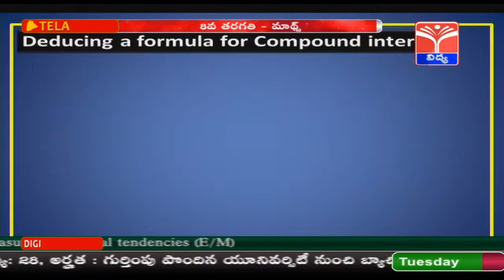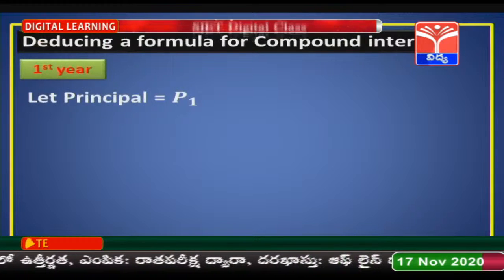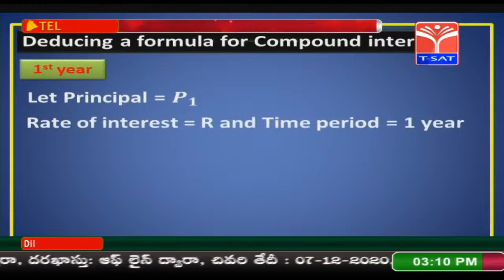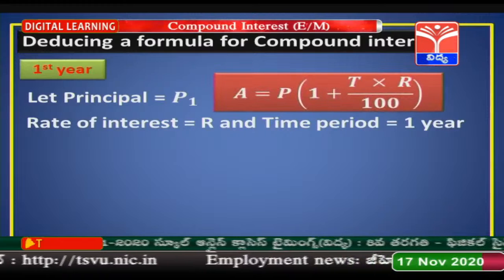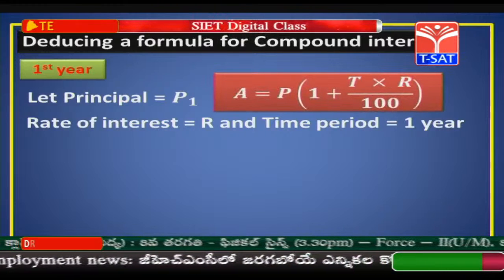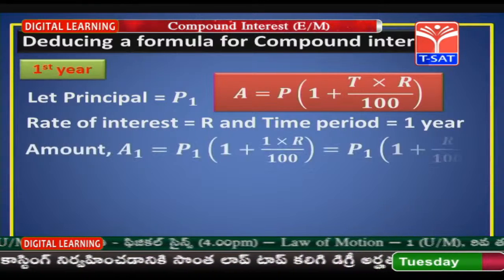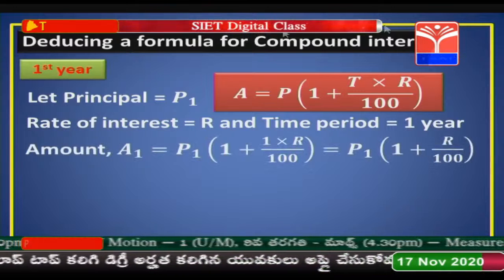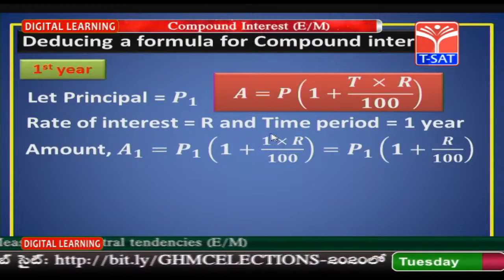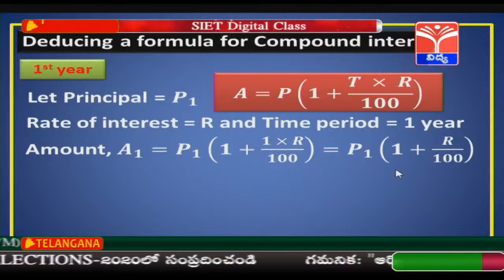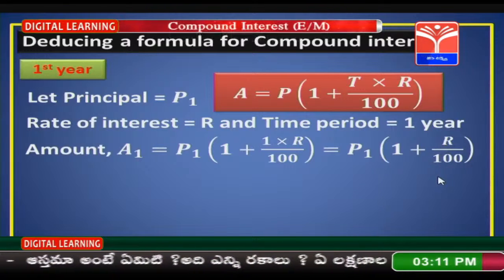Now, let us deduce a formula to find the compound interest. So, let us calculate for the first year. Let the principal be P1 and rate of interest be R, and time period, as we are calculating it for 1 year, T is 1 year. Now, we have already learned that the amount is given by P into 1 plus T into R by 100. Now, let us substitute the values. So, here the amount for the first year, I will mark it as A1, and P1 is the principal into 1 plus TR. Here T is 1, so we have substituted the value as 1 into R by 100. So, we get P1 into 1 plus R by 100. Now, this is the amount after 1 year.